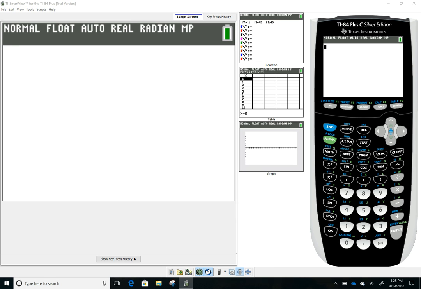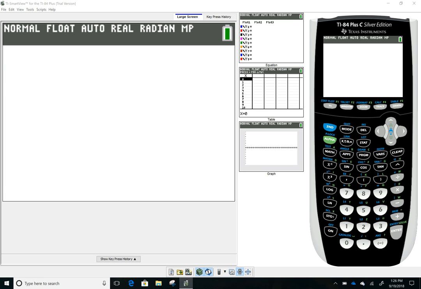Hi and welcome. Today I am going to cover how to use the intersect feature on my Texas Instruments calculator when I'm trying to solve two systems graphically. The intersect feature can be used to find any place that two graphs intersect. I just happen to be working with solving systems in class, so that's what I'm going to talk about today.